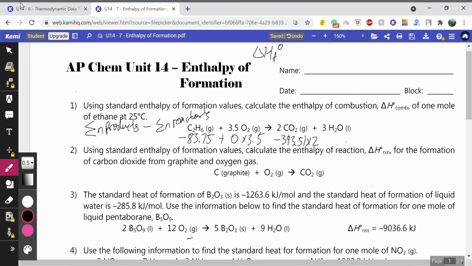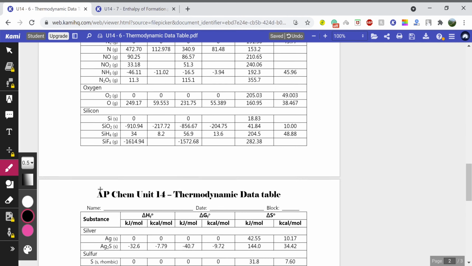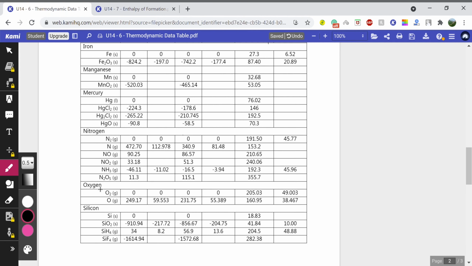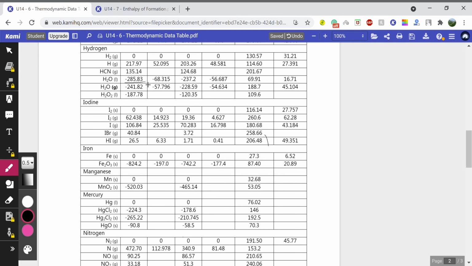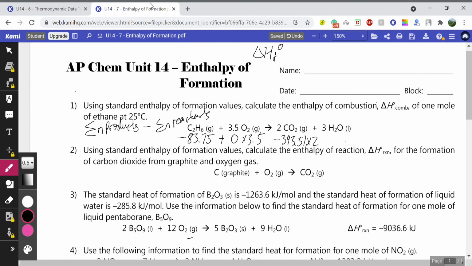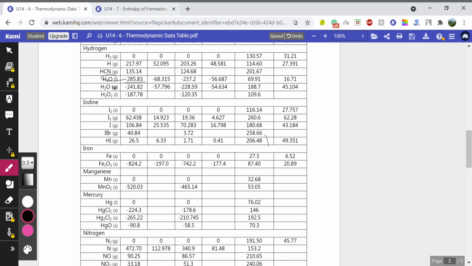And H2O liquid is negative 285.83 times 3. Make sure you look at liquid or gas because these values are different. H2O liquid is negative 285, and H2O gas is negative 241.